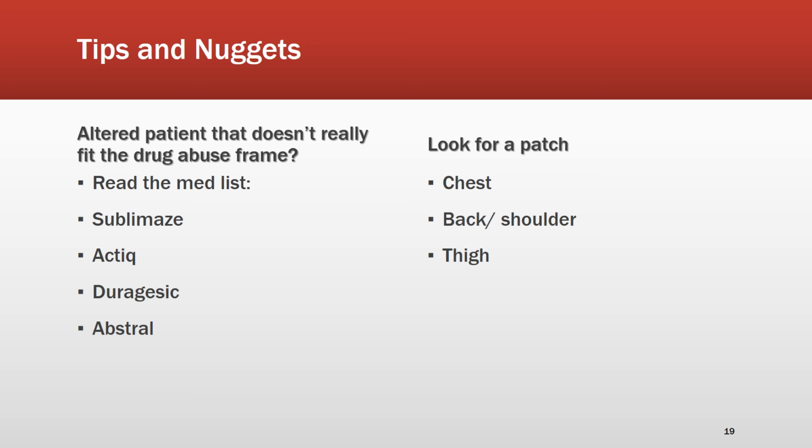Also, remember, with an altered mental status patient, look for a narcotic patch somewhere, on their back, on their chest, on their abdomen, on their inner thigh. There are actually forums online where people are discussing where best to place fentanyl patches. So have a high index of suspicion, and always, always, always look for that patch.